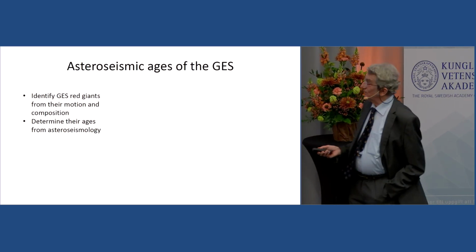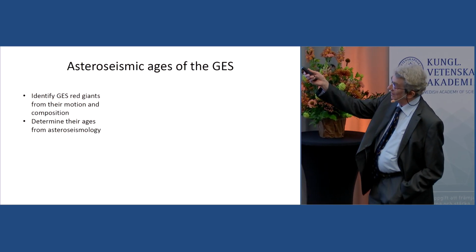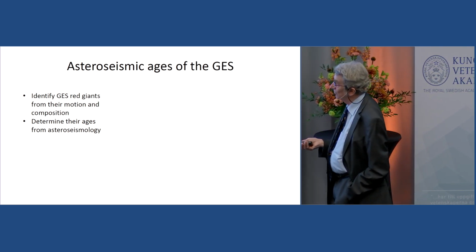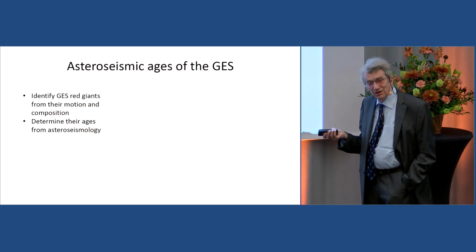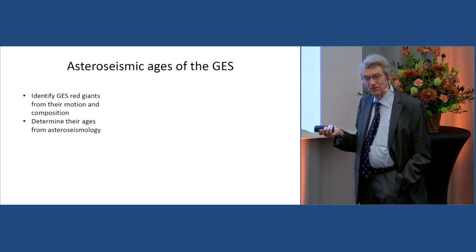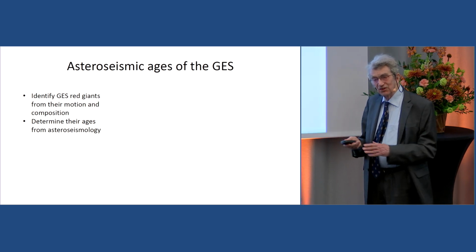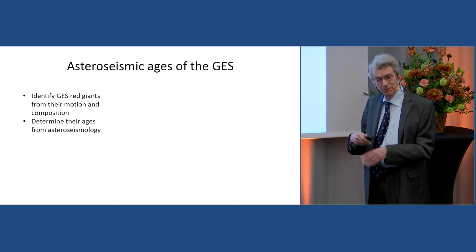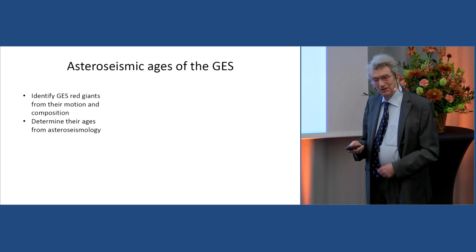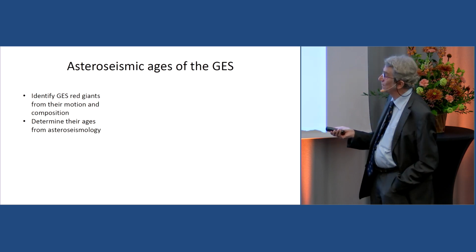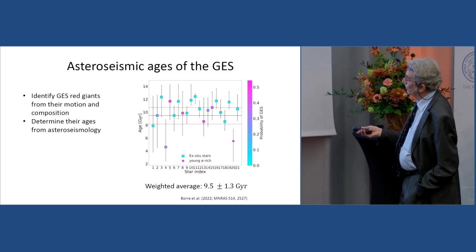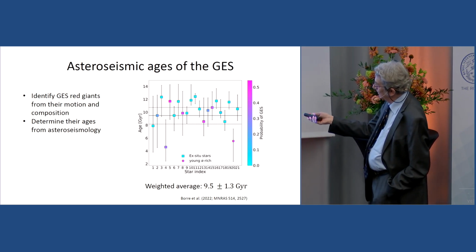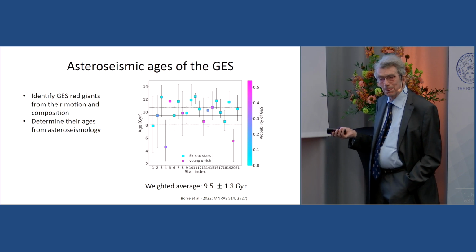And if we do that, we identify these stars, the red giants, from their motion and composition. And then, of course, from astrocosmology, we can determine the ages of these stars. And we know that these stars have to have been formed before the merger, because otherwise everything would have been mixed up if the stars were formed after the merger. And so from that, we can identify that this merger happened at most about 9 billion years ago.